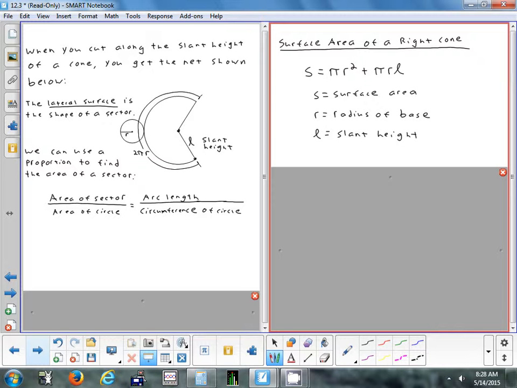Okay, so pi, anytime you use that, you can always round to 3.14. R is your radius. Notice it's used in a couple spots. And L is your slant height. Any question on that formula?